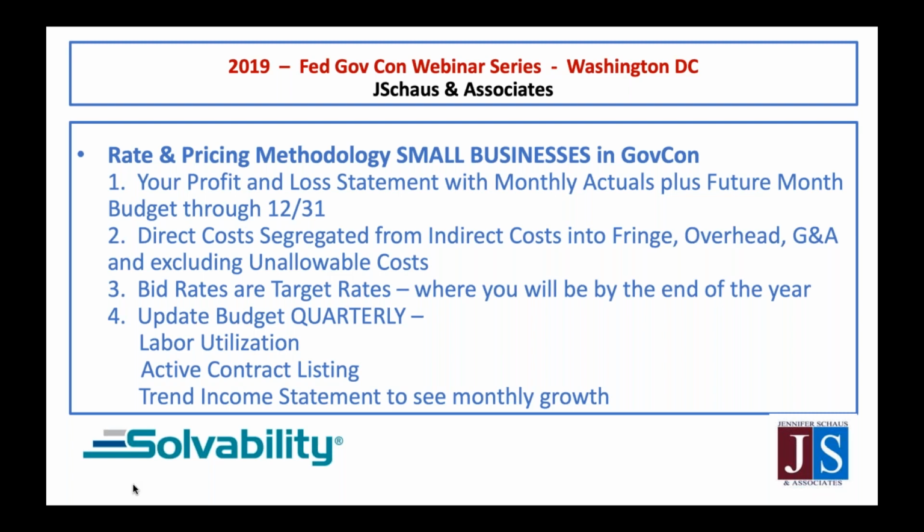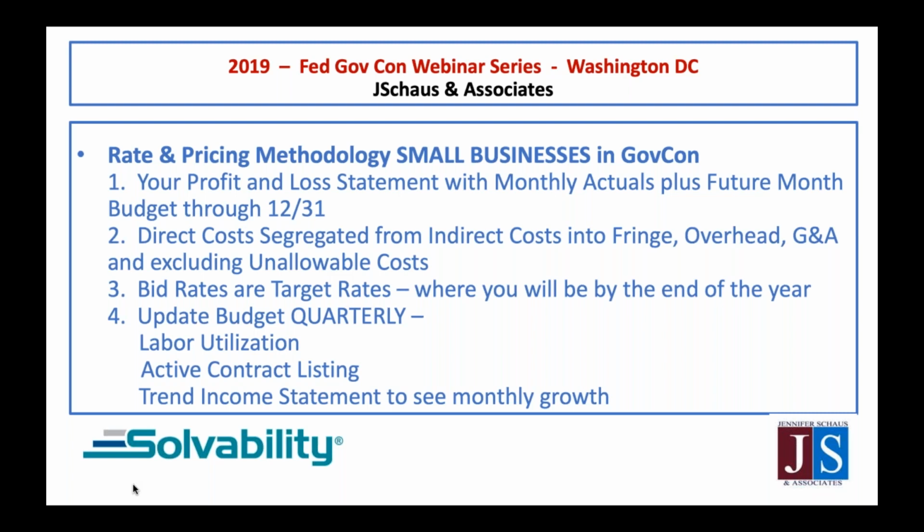Your bid rates are your target rates, where you think you're going to be at the end of the year. Here we are in January. Right now, your indirect rates are not reflective of what they'll be by the time you get to the end of December, because actually we've had 2 holidays and some weather days. And right now, if you based your entire year on what happened in January and just multiplied it out, that would be a bad pricing method.